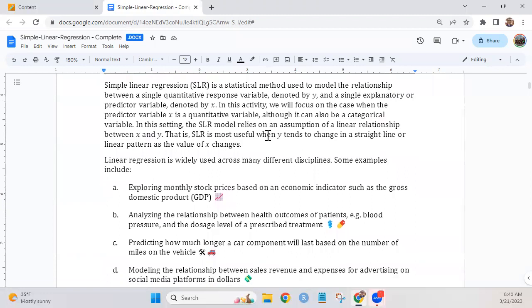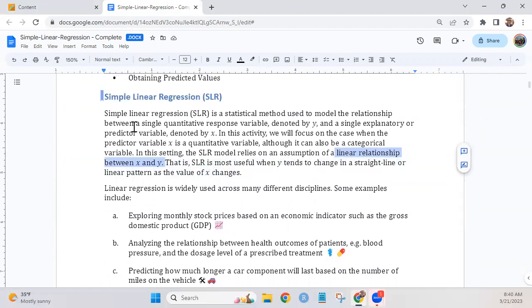So simple linear regression relies on this assumption of a straight line relationship between x and y. And notably, it's called simple linear regression just because there's one predictor, x. That's what makes it simple. It's not that it's not a complicated model. For some reason, the naming is just that simple means one predictor.